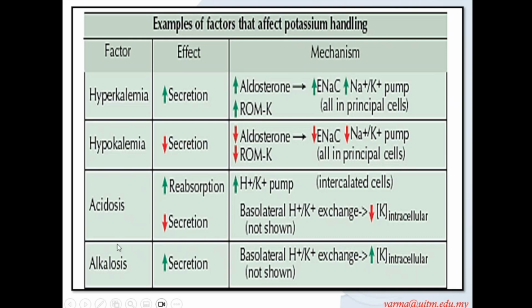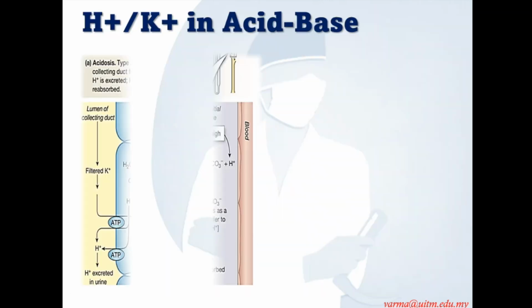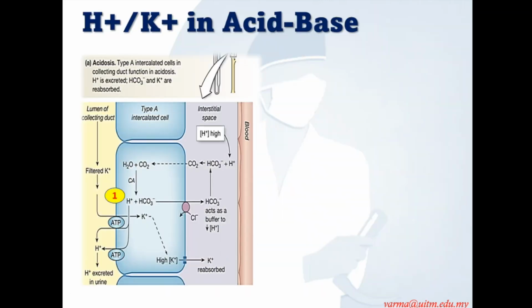In alkalosis, it's the opposite. So type B intercalated cells will come into play, whereby H plus is being reabsorbed, potassium is being excreted. In acidosis, that's why you see hyperkalemia. In alkalosis, that's why you see hypokalemia. So potassium and hydrogen ion in acid-base, this is the same thing I've spoken about earlier in a different format.